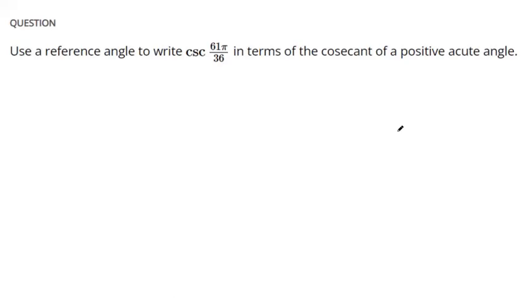Use a reference angle to write cosecant 61 pi over 36 in terms of the cosecant of a positive acute angle. Okay, positive obviously means no negative sign, so this is a positive angle right now. And acute means that it's less than 90 degrees. So pi over 2 is a 90-degree angle, okay? And this is in terms of radians. So let's see what we can do. You can convert that to a degree if you're more comfortable with that, just to see where it lands.